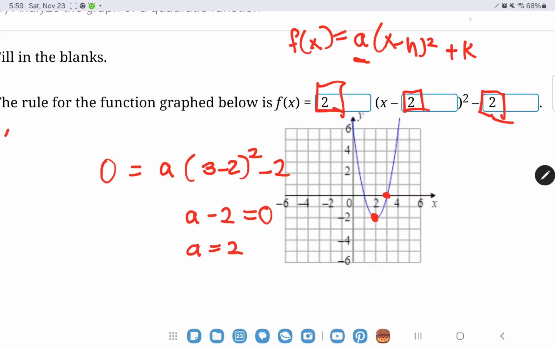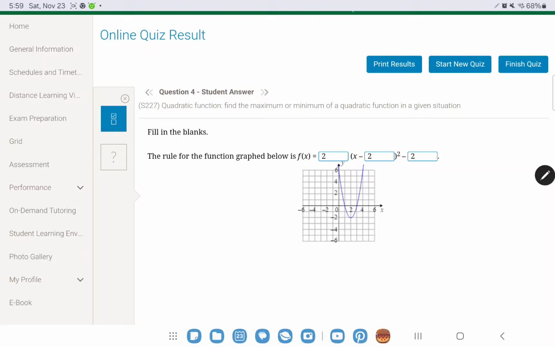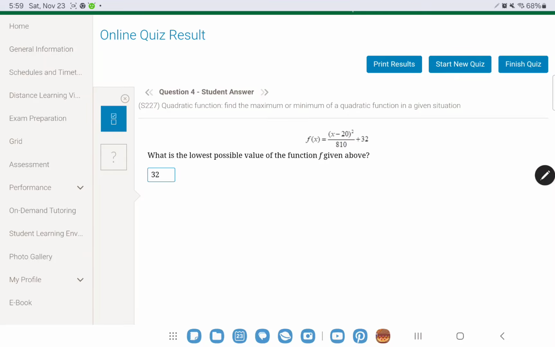Now, let's move on. This is all repeated from material. So if you studied for the final, you're good. Lowest possible value, always look at the last number. Don't even think about it.